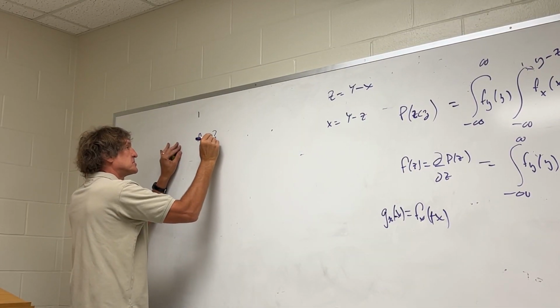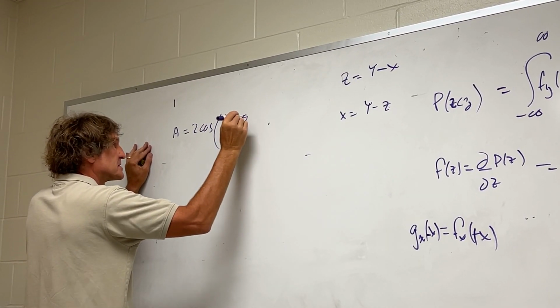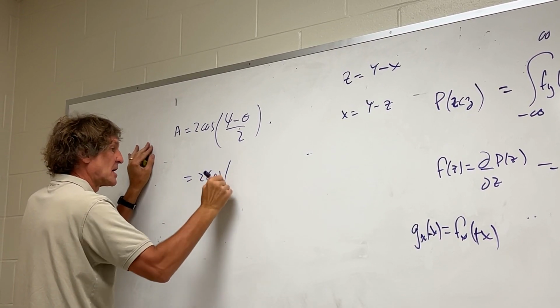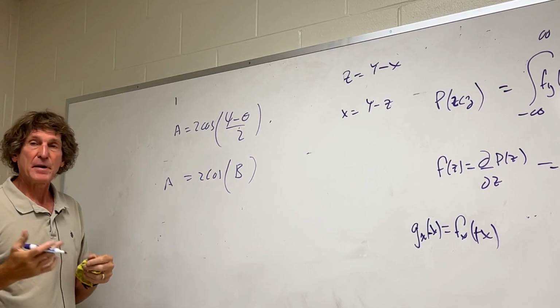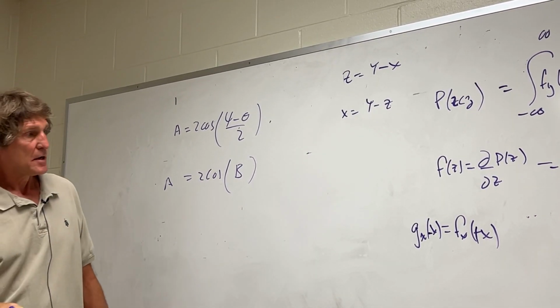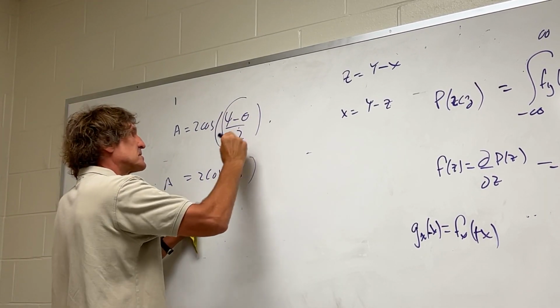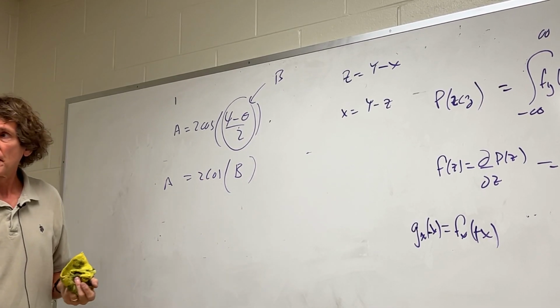A was equal to 2 times cosine of (psi minus theta)/2, right? Or it was 2 times cosine of beta, and that was A. Now remember, I made beta equal to, I think I erased it. Beta was equal to this right here. So this is beta or B. It doesn't matter. Y'all with me?